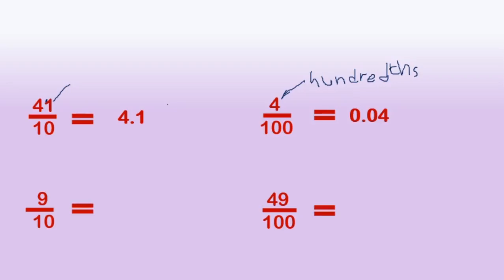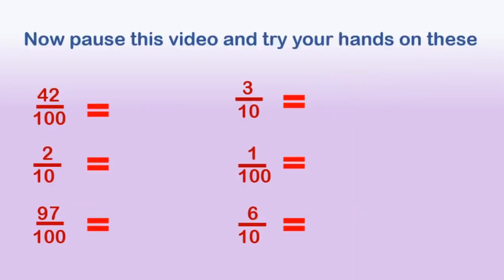Now here, very simple, the denominator is 10, so we start placing from the 10th position, so we are going to have 0.9. It's quite simple. Here as well, the denominator is 100, so we start placing from the 100th position. We have 100 and then 10, so we are going to have 0.49. That's very correct. Alright guys, now it's time for you to pause this video and try your hands on these. I'll be right back.